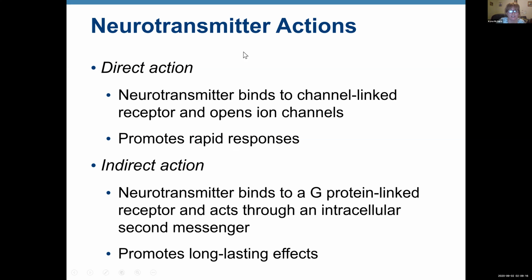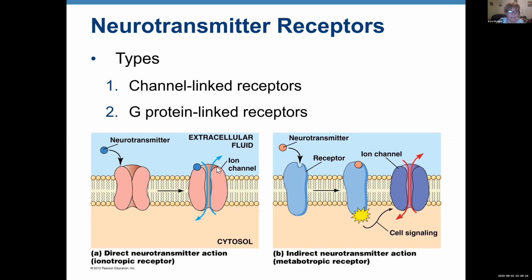Now, neurotransmitter action can be direct or indirect. When it's direct, the response is very rapid. And when it's indirect, it's a long-lasting effect, but not that rapid, right? So that makes sense. Now let's look over here at direct action and indirect action. If we have direct action, the neurotransmitter attaches to an ion channel and opens this ion channel. It has a receptor over here, and this receptor is called an ionotropic receptor, right? So this is direct action: the neurotransmitter attaches to the ion channel and opens it.